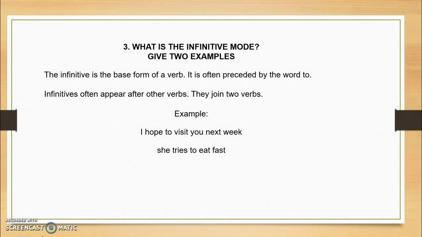Number 3. What is the infinitive mode? And give 2 examples. The infinitive is the base form of a verb. It is often preceded by the word to. Infinitives often appear after other verbs. They join to a verb. Example: I hope to visit you next week. She tries to eat fast.